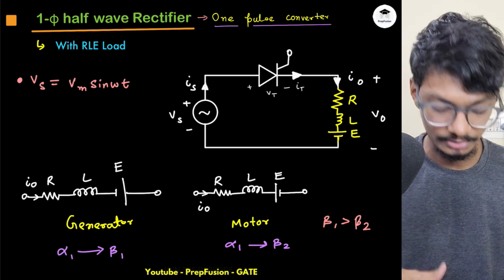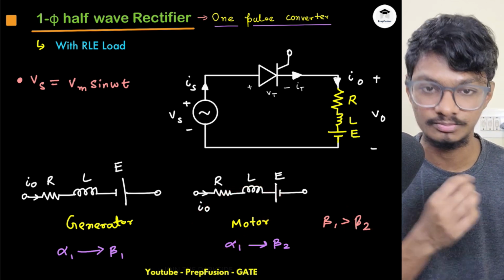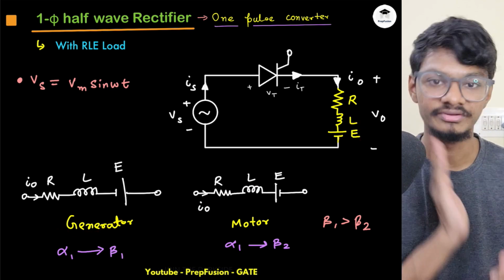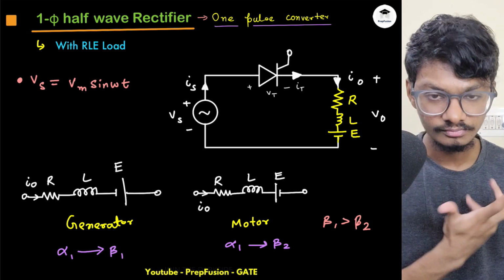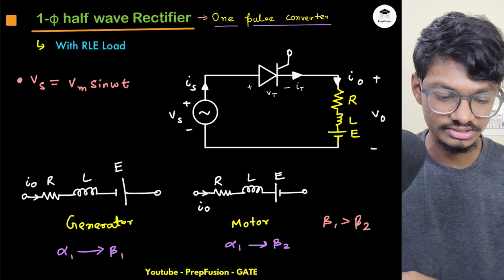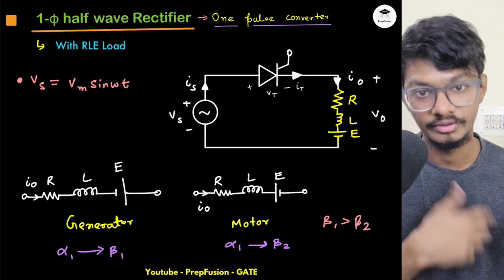But don't worry, we will just understand this motor case, and you don't need to worry about this. Just put E equals minus E for generator, and that's it. Everything will be sorted, because a generator supplies energy, it doesn't take energy, right? So don't have to worry about this. More about this when we study DC motors in machines.